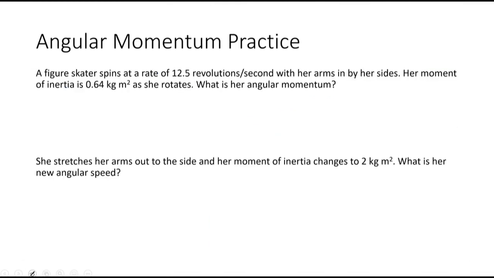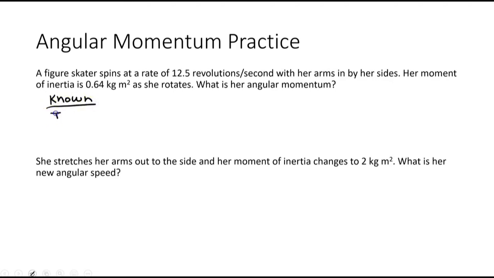All right, let's do some practice here. So we want to start by just thinking about angular momentum. We have a figure skater who's spinning at a rate of 12.5 revolutions per second with her arms in by her sides. And when she has her arms in by her sides, her moment of inertia is 0.64 kilograms meters squared as she rotates around. And we want to know what is her angular momentum. Okay, so we have some known quantities here.